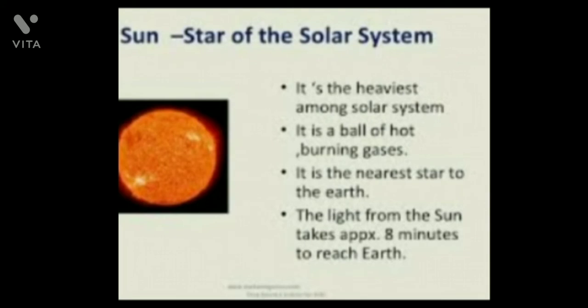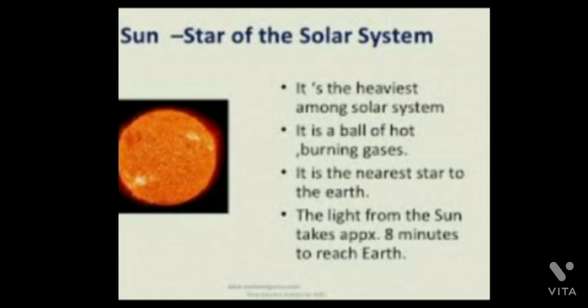Now as you know, the sun is the center of our solar system. It is a huge ball. किस चीज का बॉल है ये? Hot huge ball of burning gases. And can you name which gas is present on the sun's surface? Yes, it is hydrogen gas. And what happens to this hydrogen gas? This hydrogen gas is continuously changing into helium gas.